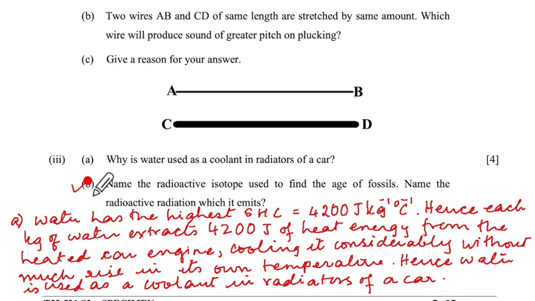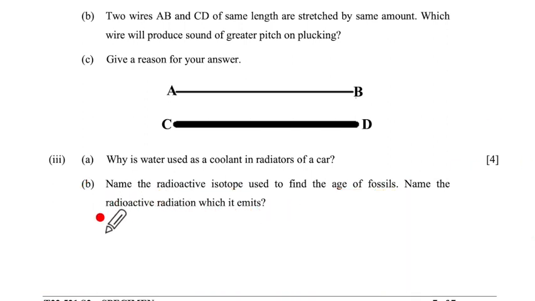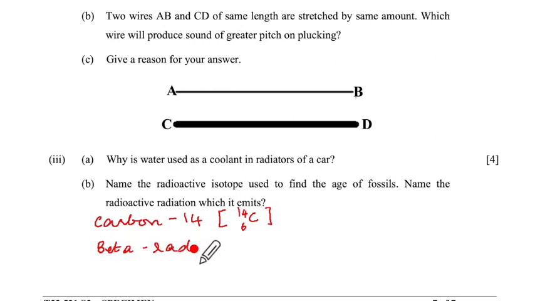We come to the last bit, that is B. Name the radioactive isotope used to find the age of the fossil. Now the radioactive isotope that is used for this, we will say carbon 14, that is C 14 6. This is the radioactive isotope used. Name the radioactive radiation which it emits. Now radioactive carbon emits beta particle. So it is beta radiation. Okay, so this is your answer A and this is your answer B.